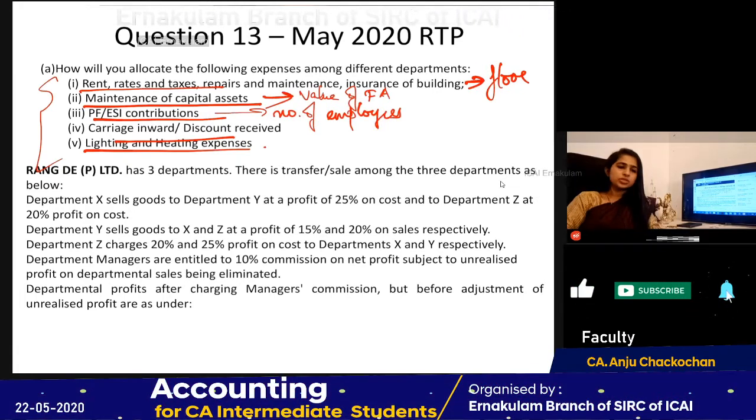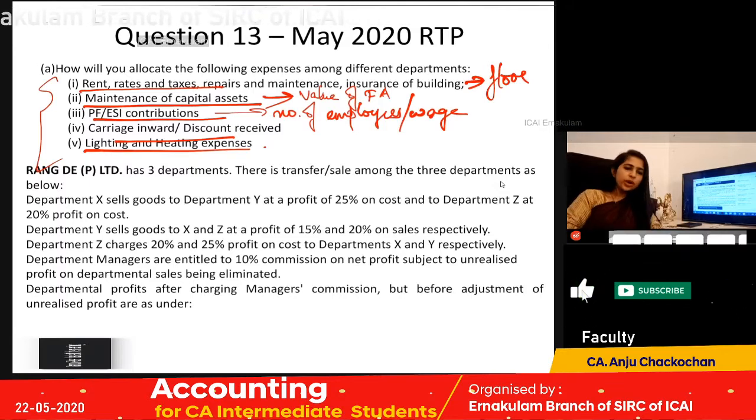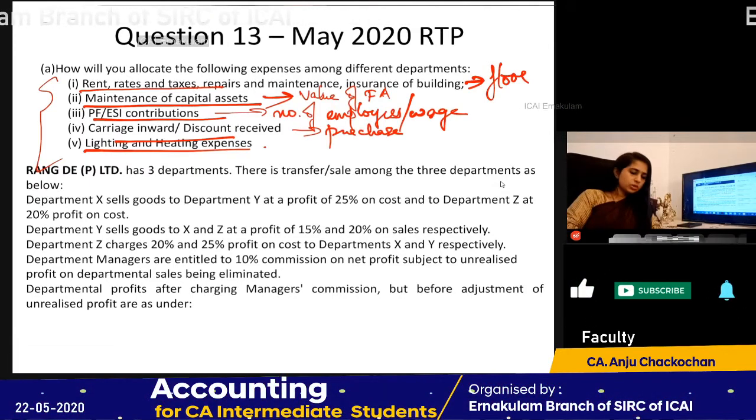Now, carriage inwards. How do we classify carriage inwards? Exactly, this will be on the basis of purchases. I want everyone to answer, okay? So this will be on the basis of purchases.